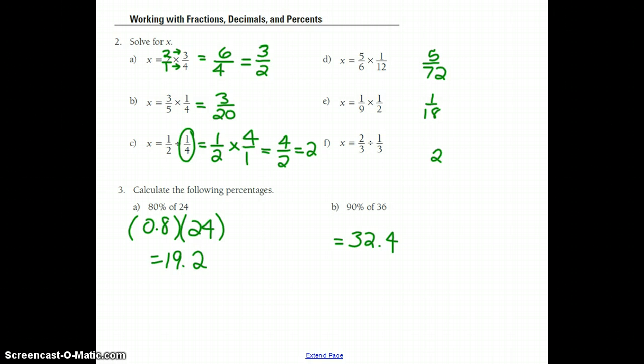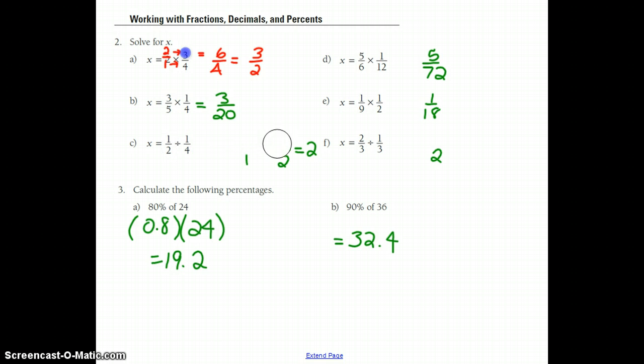Next, you need to work with fractions, decimals, and percents. So here we have fractions. 2 can always be written as a fraction by rewriting it as 2 over 1. Then when you're multiplying fractions, you multiply straight across. So 2 times 3 is 6, 1 times 4 is 4, and always fractions can be reduced to the lowest form, so we have 3 over 2 when this is reduced. Try the rest on your own.